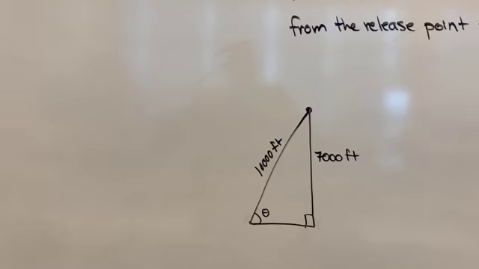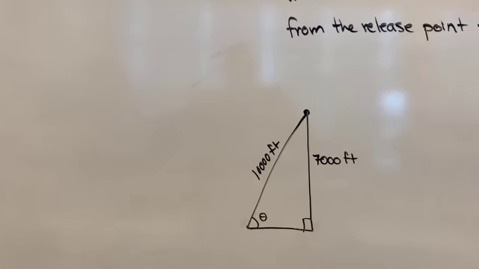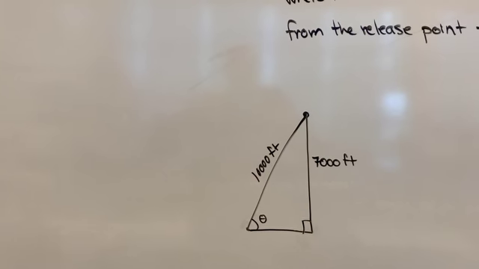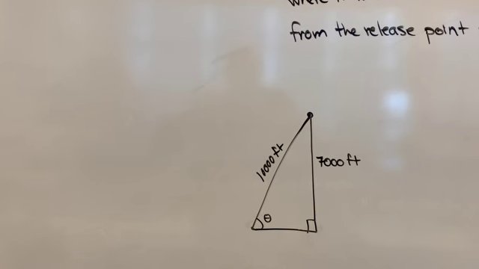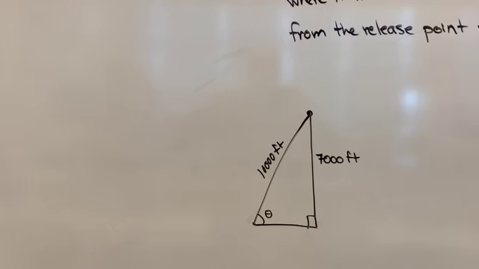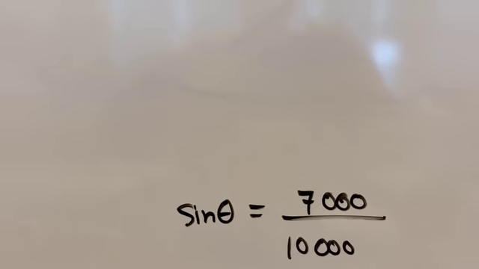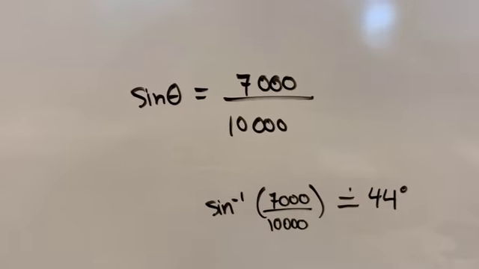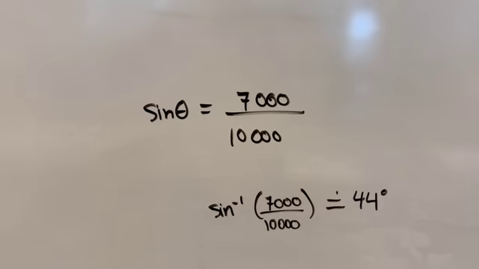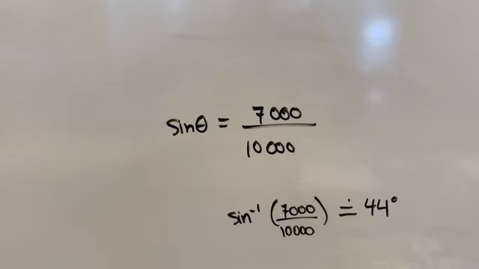And so looking at this triangle, if theta is my angle of elevation, I see that I have opposite and hypotenuse, and so I'm going to use the sine ratio. Sine is equal to opposite over hypotenuse. So sine of theta should be 7,000 divided by 10,000, which means that inverse sine of that number should give me the angle, and that rounds to about 44 degrees. So the angle of elevation from the ground to where you're looking up at that balloon is 44 degrees.